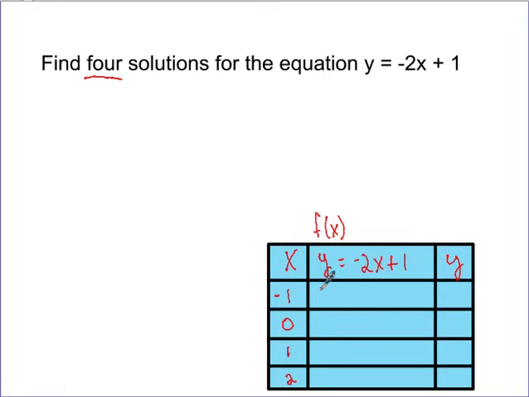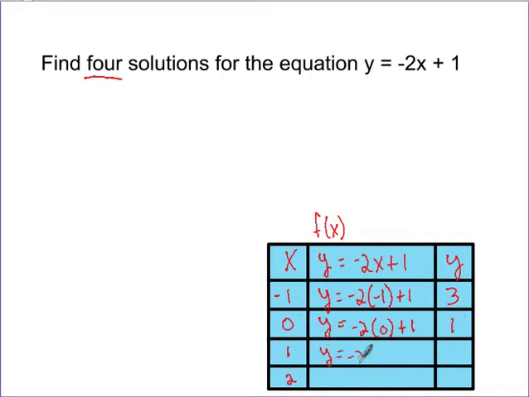So once we know what the four values for x are going to be, all we have to do is plug those values into the equation and solve for y. So y equals negative 2 times negative 1 plus 1. Negative 2 times negative 1 is a positive 2, and positive 2 plus 1 is 3. We'll do the same thing for each of the values. So y equals negative 2 times 0 plus 1. Negative 2 times 0 is 0. 0 plus 1 is 1.